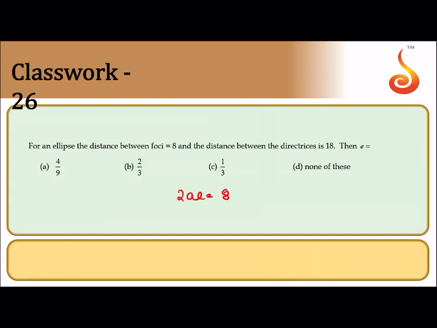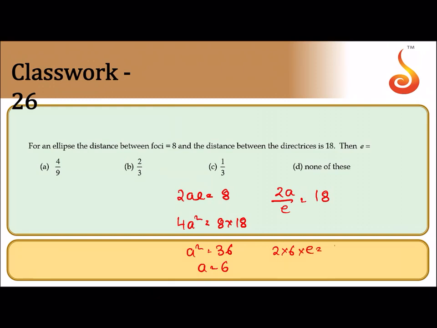For an ellipse, the distance between the foci is 8. So the distance between foci, 2ae, is equal to 8. And the distance between directrices, 2a by e, is equal to 18. We multiply both, which means 4a square is equal to 8 into 18. So a square is equal to 36, so a equal to 6.